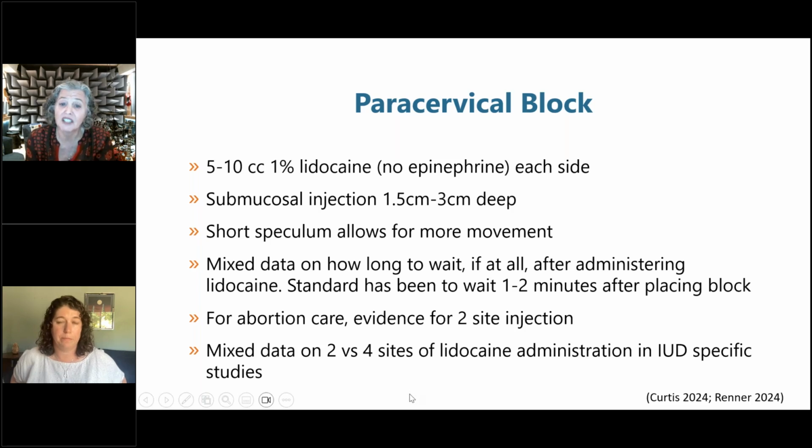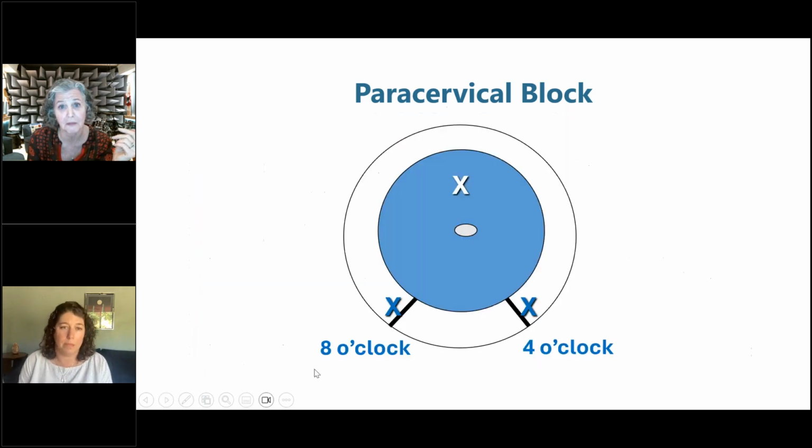For abortion care, the evidence is, again, same study showing that you don't need 4 injections, that 2 are plenty. But there are mixed data because some of the studies for the IUD specific use showed the technique was with 2 sites and some were with 4 sites. So it wasn't that they were doing head-to-head and the data was mixed. Some of the studies did 2 and some did 4.